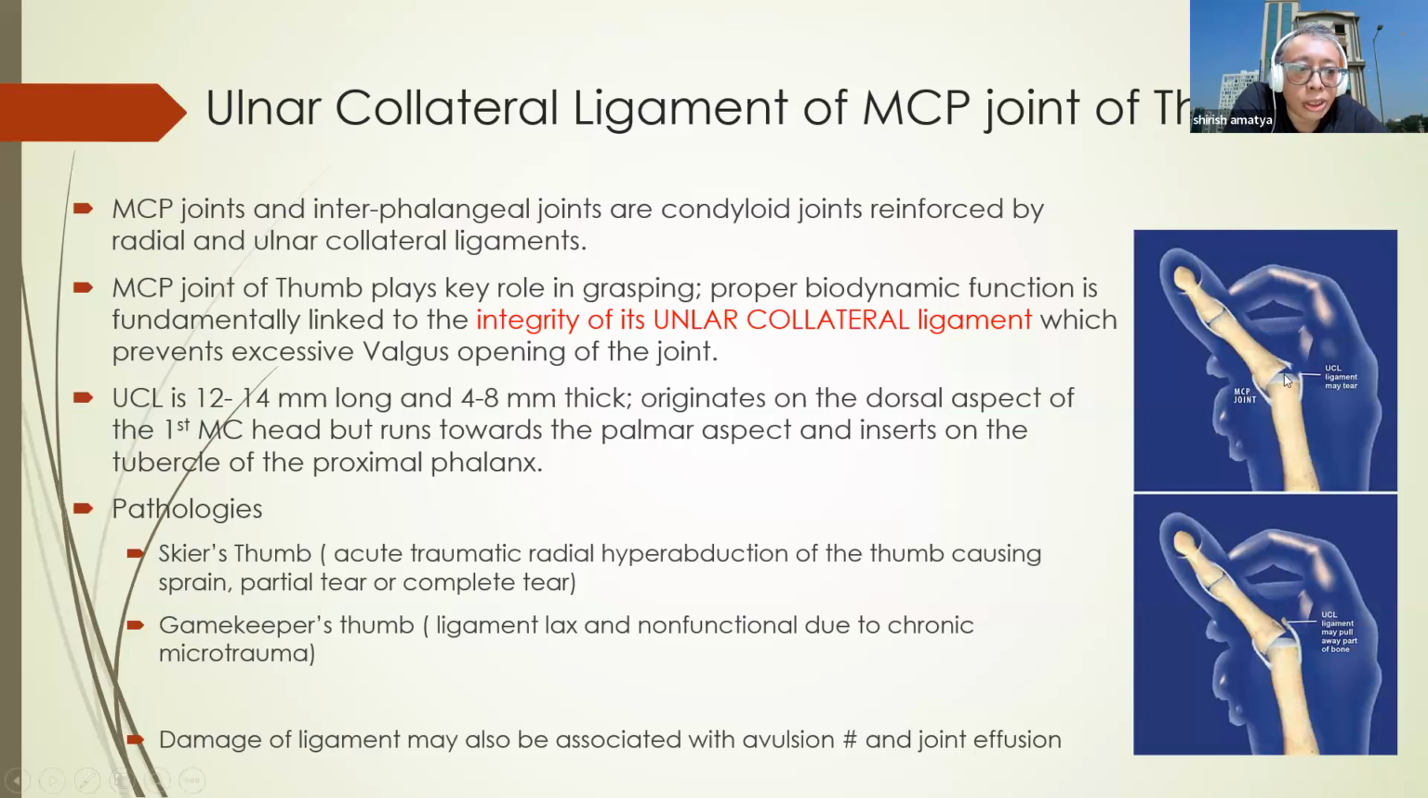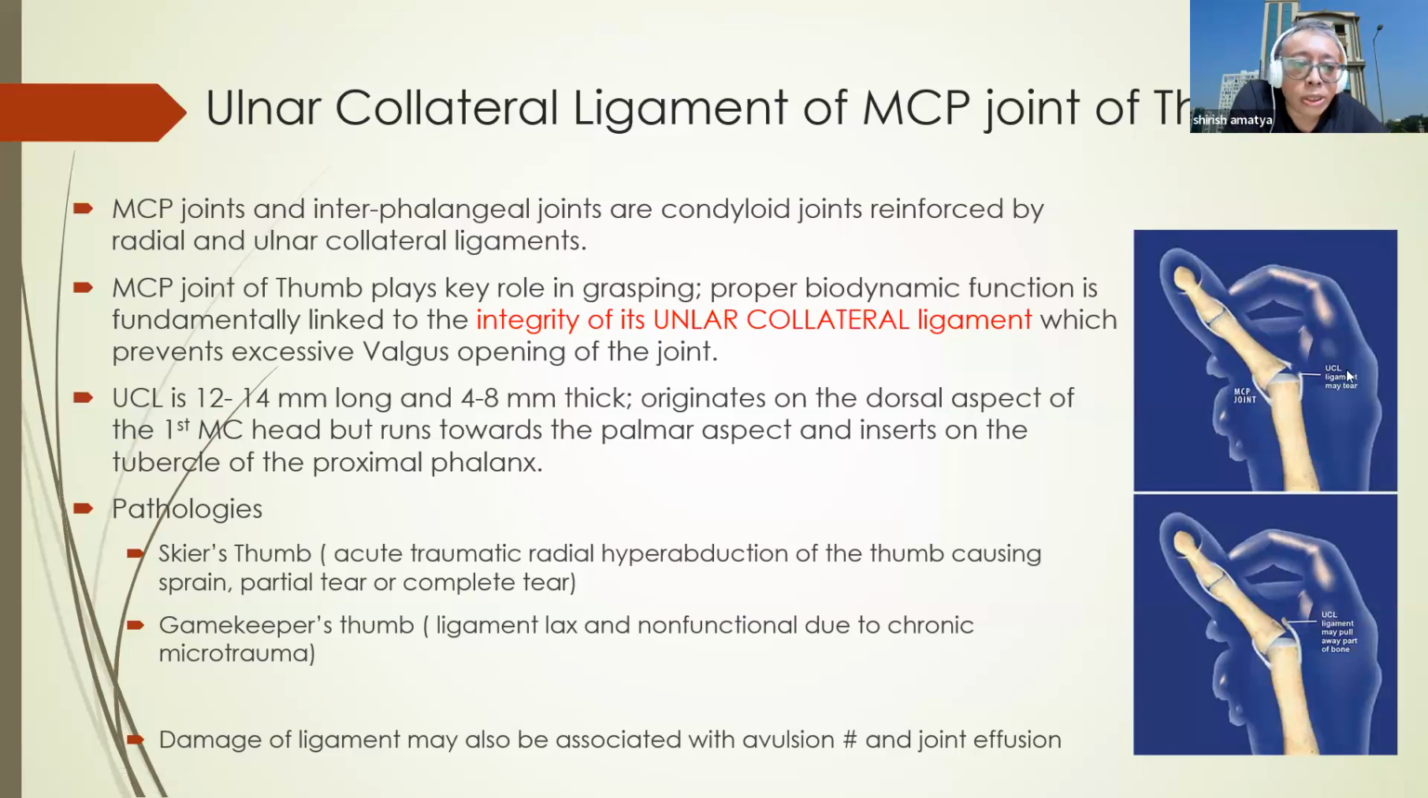Normally the ulnar collateral ligament of the metacarpophalangeal joint of the thumb is usually 12 to 14 millimeters in length, and about 4 to 8 millimeters in thickness. It basically originates from the dorsal aspect of the first metacarpal head. It runs towards the palmar aspect, and it is attached to the tubercle of the palmar proximal phalanx.